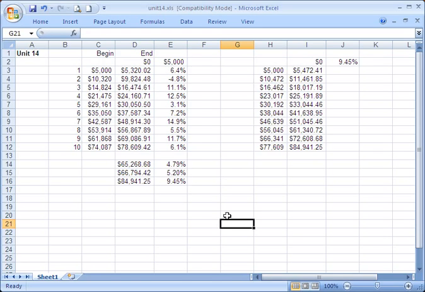Now we can see how we can answer the question. What IRR can we expect? It looks that we can expect an IRR between, say, 4% and about 10%.